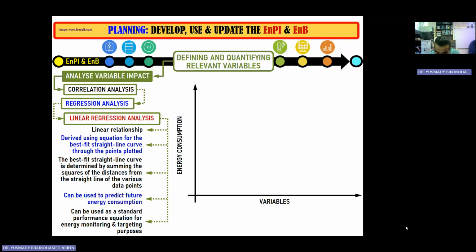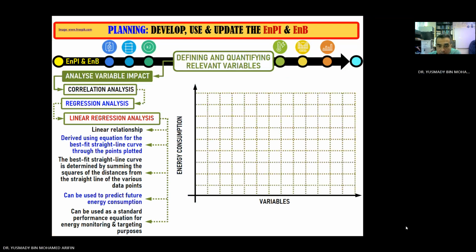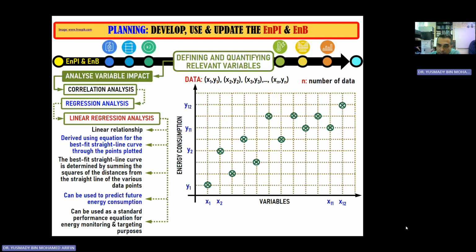Okay, in order to explain the concept of linear regression, we need to look at this graph. This graph shows the energy consumption versus the variables. We will have data point number 1 until point number n that consists of X data and also Y data. N represents the number of data. So X1, Y1 refers to data number 1. X stands for the variable value. Y stands for the energy consumption value. So we have the second data, data number 2, and so on until data number N. So N represents the number of data.